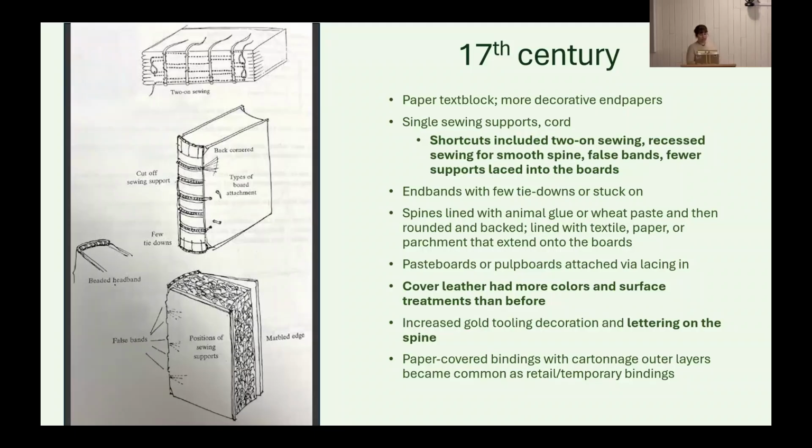Otherwise, you're still seeing spine linings. The end bands, again, still have fewer attachment points, but are still present. The boards tended to be paper derivatives. The leather covers are moving again in the direction of having more colors and surface treatments. That is sort of becoming an element of the fine bindings. You have lots of design inclusion. There's increased gold tooling, and some books, but not all, are also having paper covers, which is a separate binding tradition, but is worth noting that is quite prominent in the 17th century.